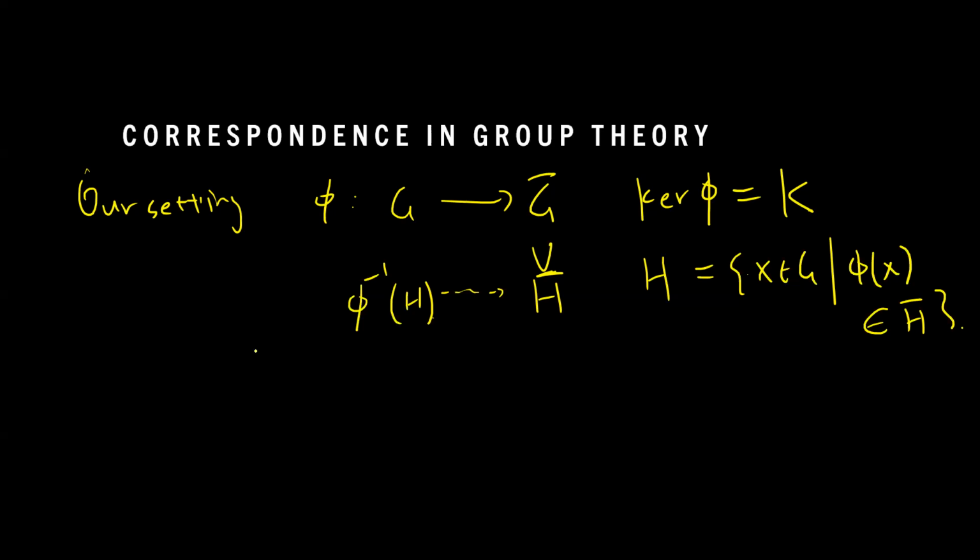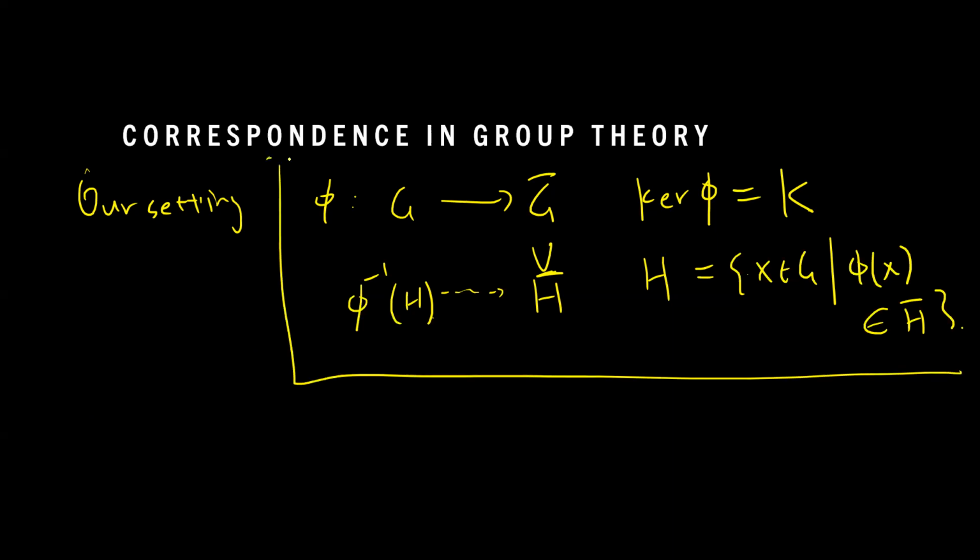Okay, so this is our setting. The correspondence theorem says that we want to classify the H bar, or basically find the relationship of H bar and H. So H is a pre-image of H bar. Okay, so let's see what we can say.